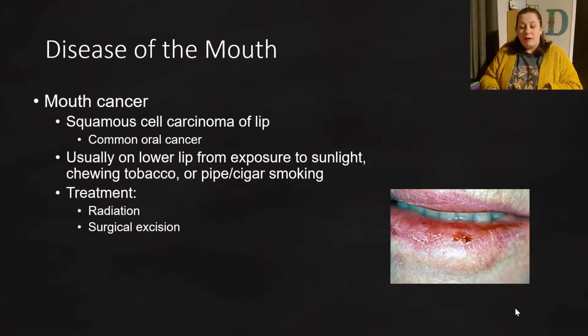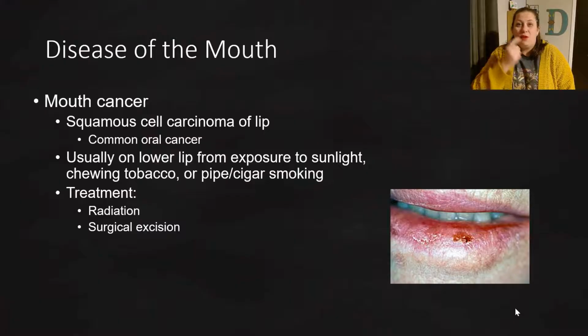Continuing on with the mouth, let's look at some potential mouth cancer. Mouth cancer can occur on the lips, cheeks, gums, the palate, so like the top part of the mouth, as well as the tongue. We do see that one of the most common oral cancers is called squamous cell carcinoma, and it's mostly located on the lip, like you see in this picture.